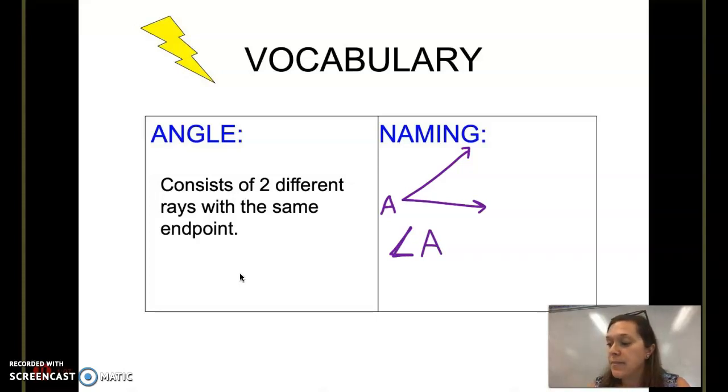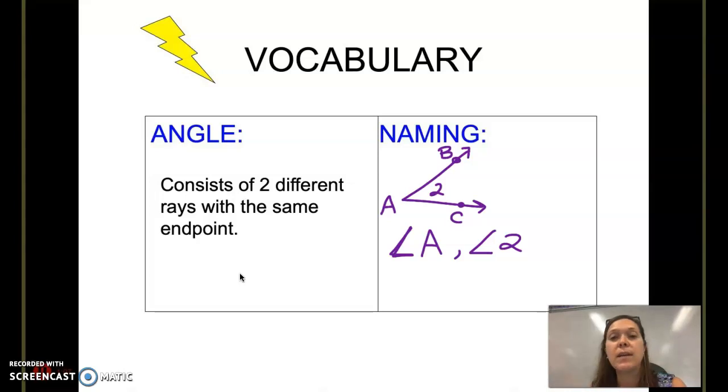Or sometimes there might be a number inside your angle, and if that's the case, then we could call it angle 2. Those are probably the easiest two ways to name this angle, but sometimes we have more than one angle occurring at a vertex, and whenever that occurs, then we have to bring in the points on our sides.